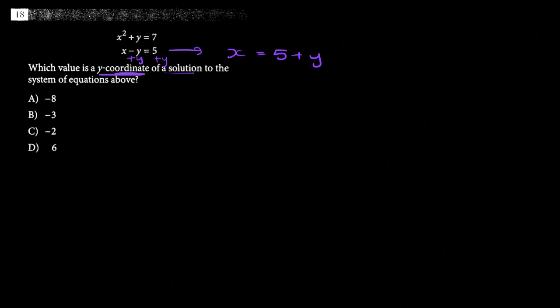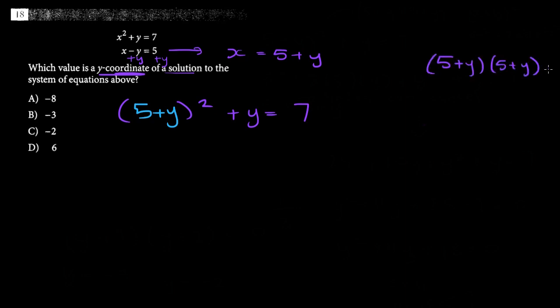If I do that, it's going to be 5 plus y, squared, plus y equals 7. So this x we got from the second equation, and I just subbed it in. If I expand this, it's 5 plus y into 5 plus y, which is actually going to be 5 squared plus 2 into 5 into y plus y squared.